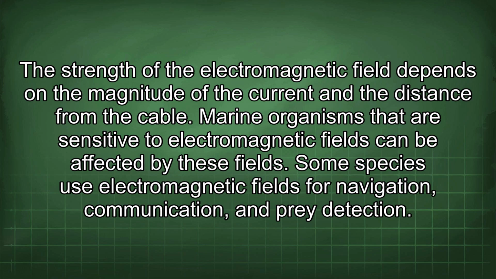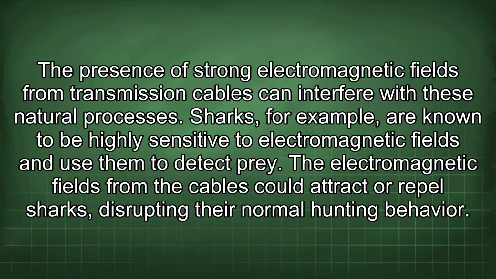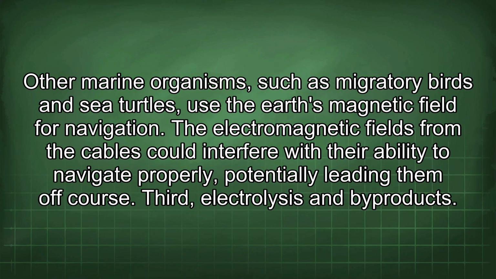Some species use electromagnetic fields for navigation, communication, and prey detection. The presence of strong electromagnetic fields from transmission cables can interfere with these natural processes. Sharks, for example, are known to be highly sensitive to electromagnetic fields and use them to detect prey. The electromagnetic fields from the cables could attract or repel sharks, disrupting their normal hunting behavior. Other marine organisms, such as migratory birds and sea turtles, use the Earth's magnetic field for navigation.